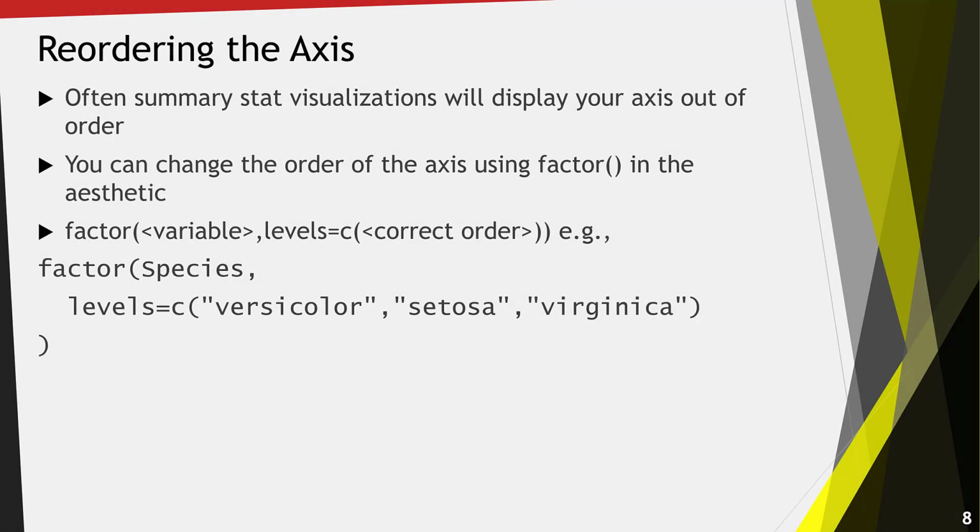In stat summary and other visualizations that we'll look at when there's a categorical axis, R is usually going to organize that axis in either alphabetical or numerical order, depending on the data type. This may not always be the way that you want your axis organized. You can change the order of the axis using the factor function inside of the aesthetic. The way this works is you use factor, you specify the variable you would like the data grouped by, then you provide an additional argument, levels equal to, and then you give a vector of the data in the exact order that you would like it to appear on the axis.